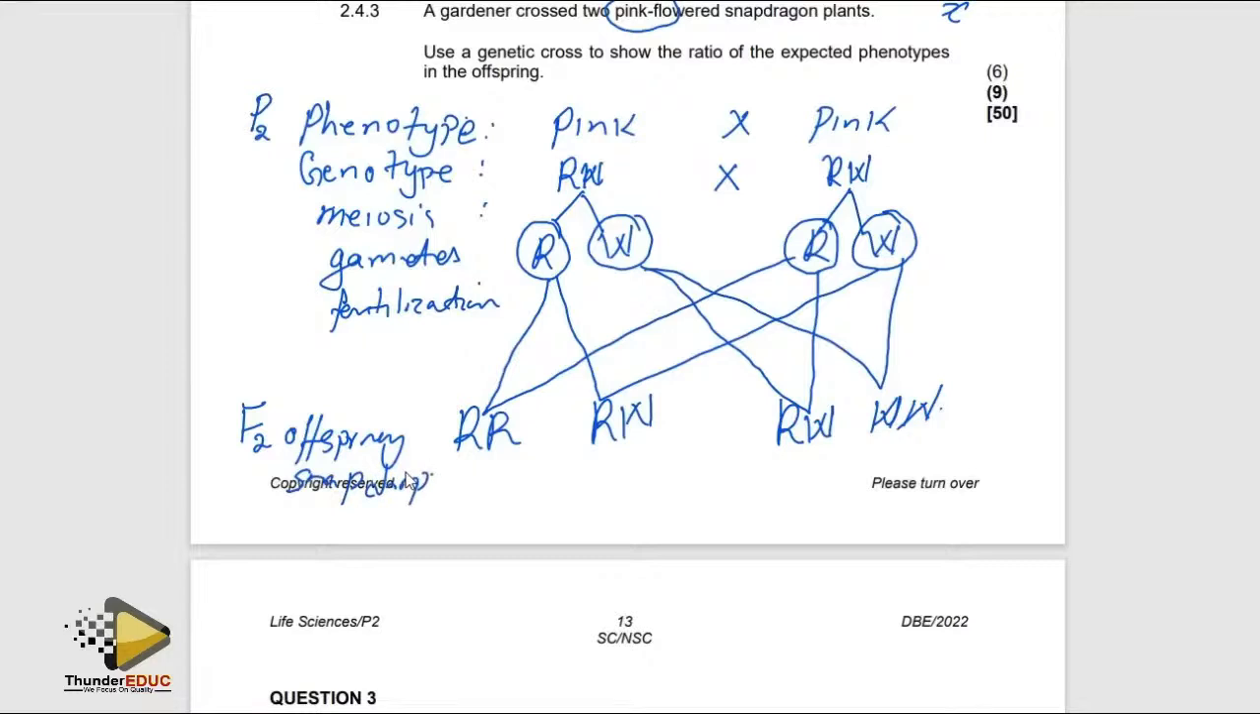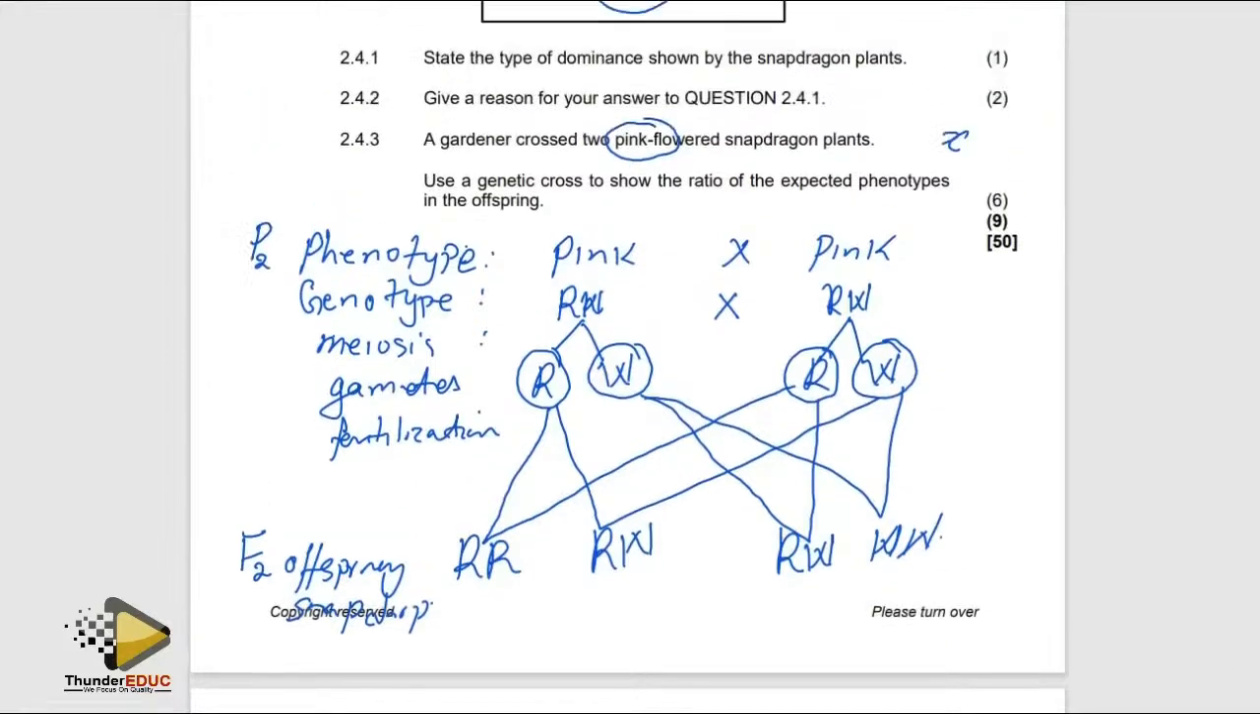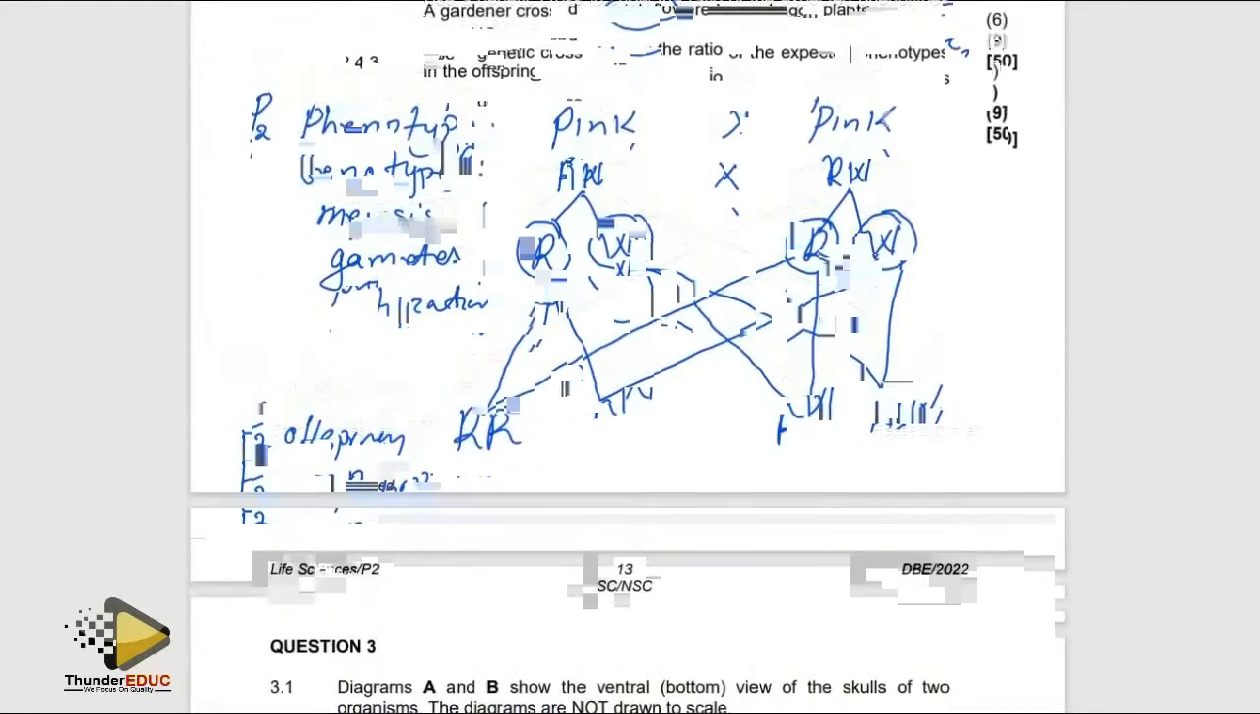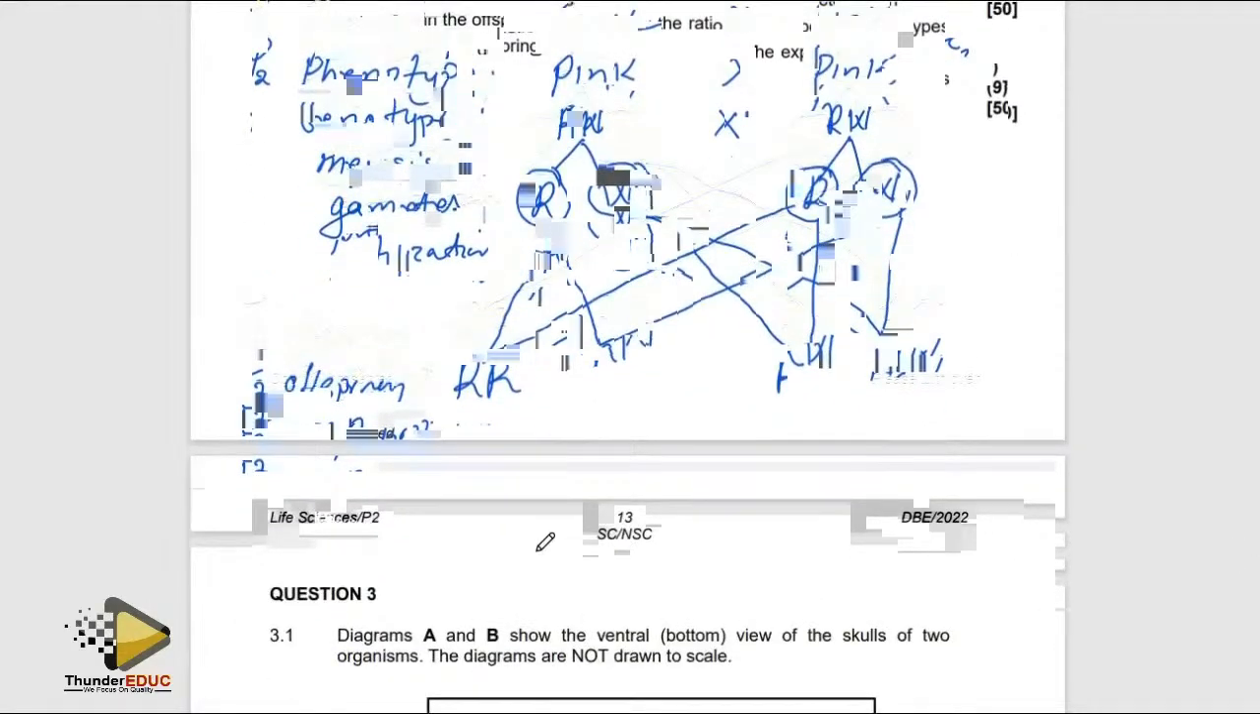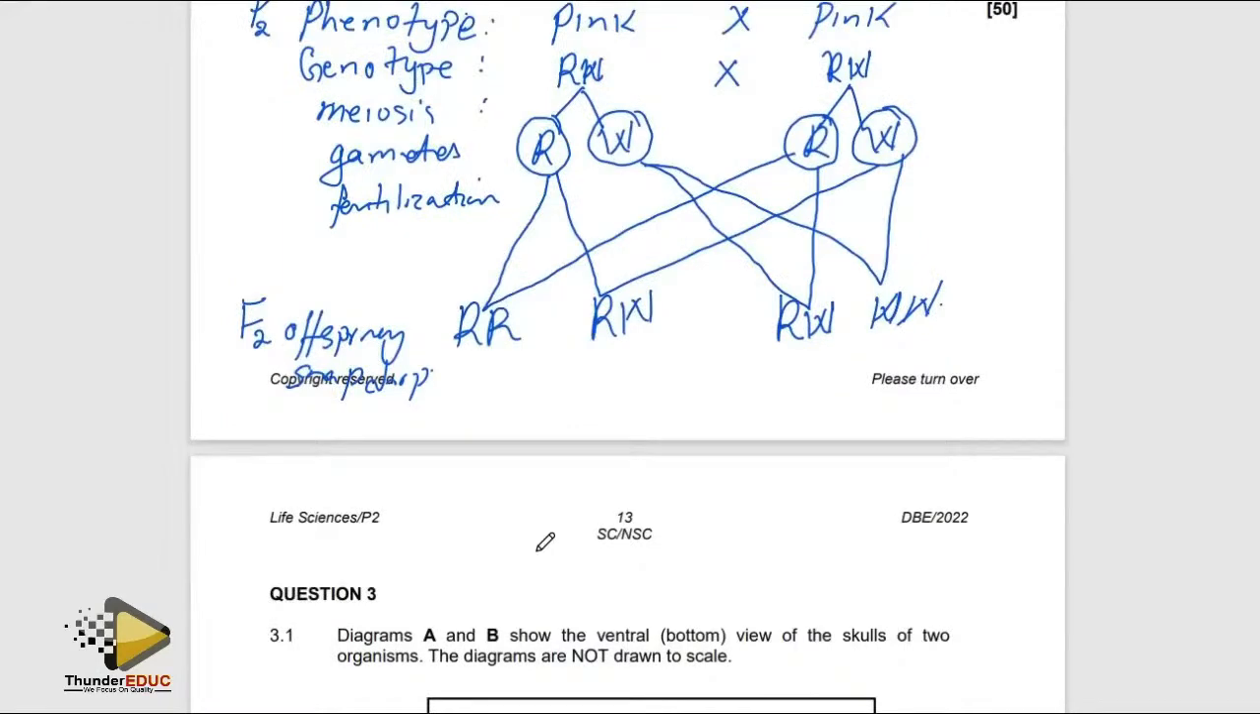It means that those are the offspring of the snapdragons. But what was the question? The question is saying, use the genetic cross to show the ratio of the expected phenotype in the offspring. So we are looking for the ratio of offspring. Okay, let's look at the ratio of the offspring.